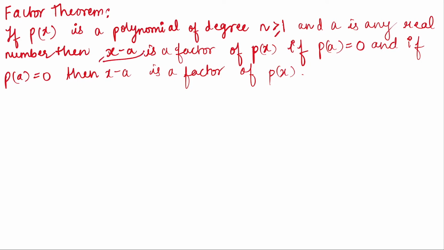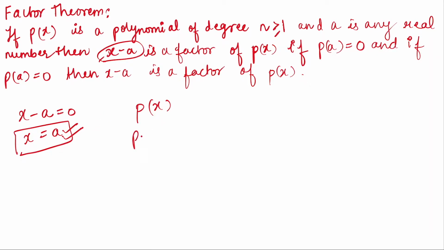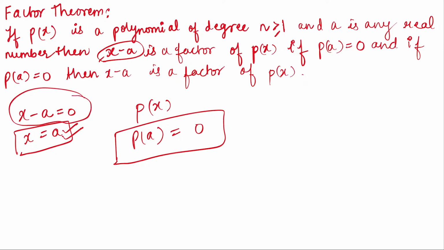Means x minus a, when we put this equal to 0 and find the zero of this, we get x equals a. And if at this value x equals a, we put this a into p(x), it will become p(a). And if p(a) gets remainder 0, then we can say that x minus a is a factor of p(x). This thing is theoretical, but we have done it practically.